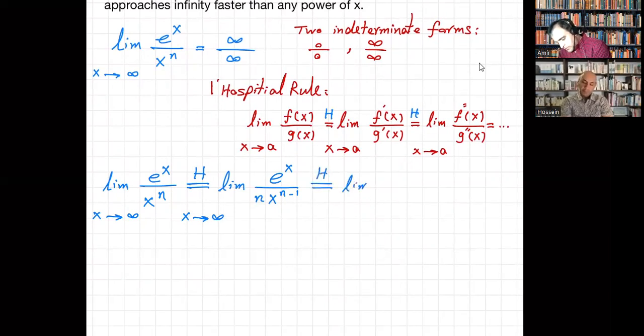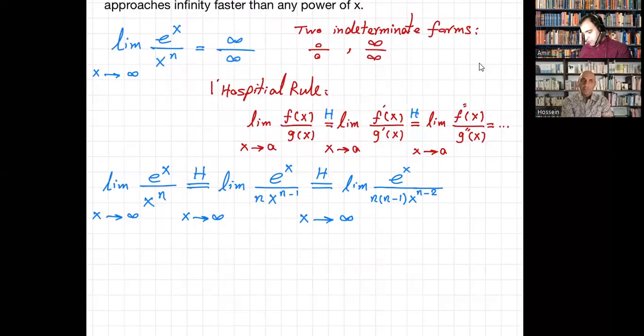So for the numerator, the derivative of e to the power of x is again the same. For the denominator, I have n times n minus 1 times x to the power of n minus 2, the second derivative of that polynomial function. Yes, that's the second derivative because we are using the L'Hopital rule for the second time.